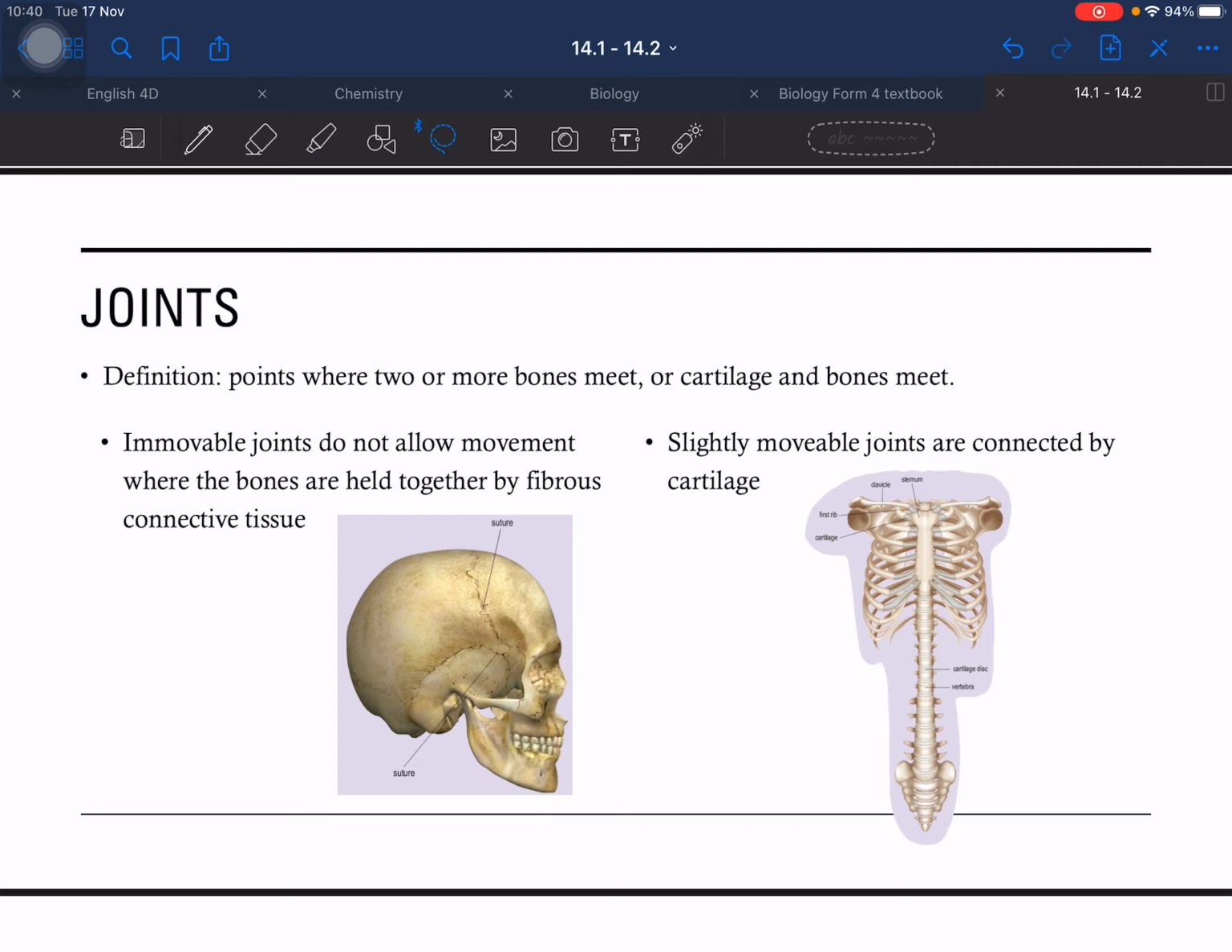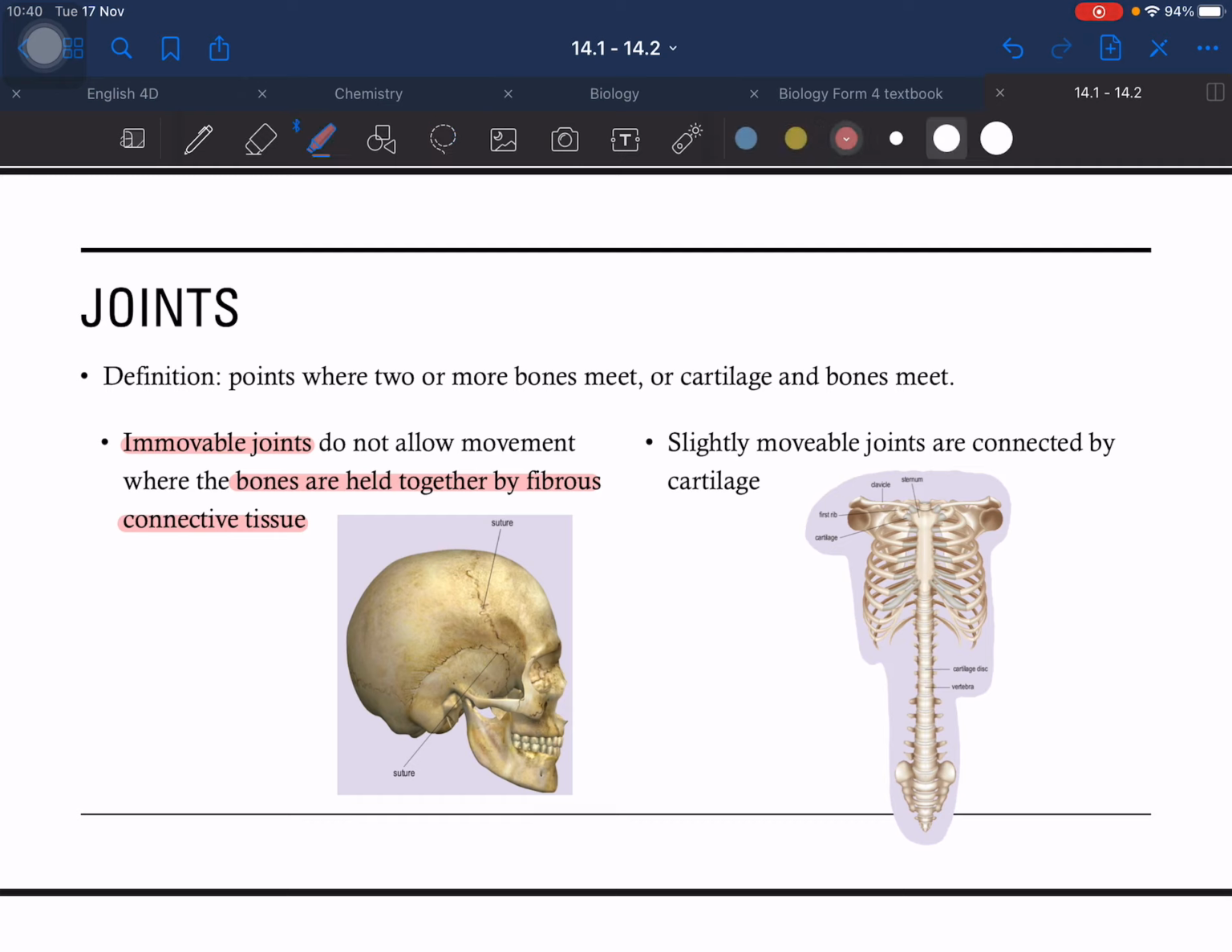So there are 3 different types of joints. The first one would be immovable joints, which do not allow movement, where bones are held together by fibrous connective tissue. So your skull has immovable joints. All these sutures in your skull, right? These are immovable joints, held together by fibrous connective tissue.